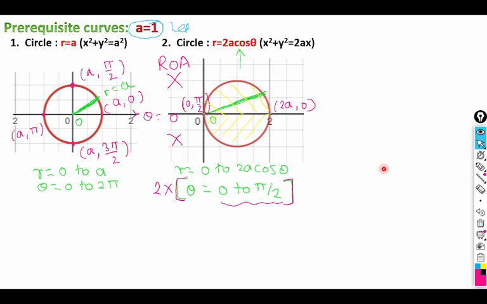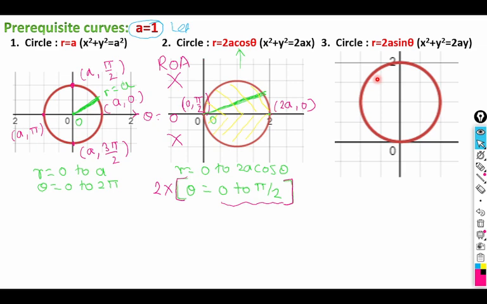Now we'll move to the third curve. The third curve is r equal to 2a sin theta. This is again a circle, but in this case the diameter of the circle is on the y-axis. Now, if you want to see this coordinate, this point is at the origin. To get the origin, r is 0. Replace r by 0, then sin theta is 0, so the coordinates of the origin are 0, 0.